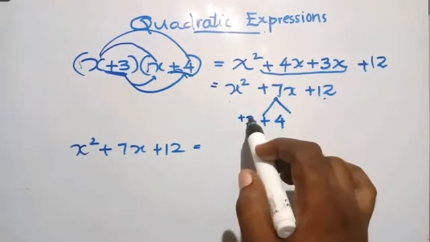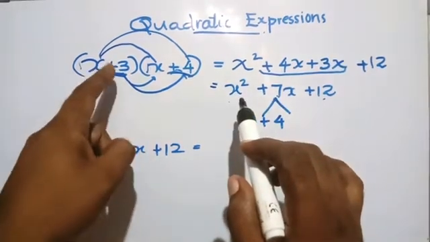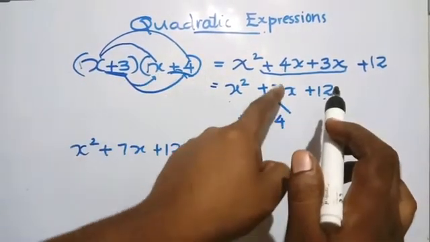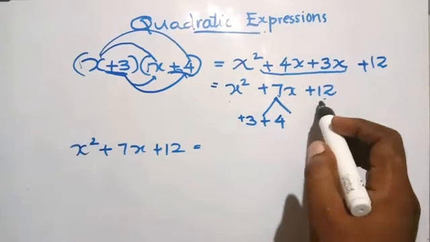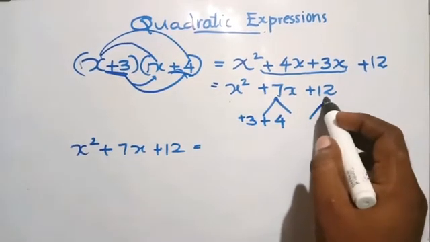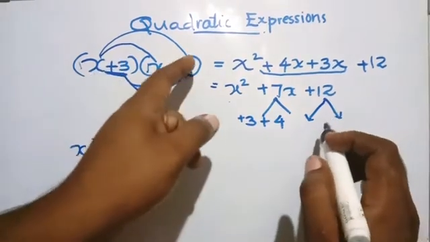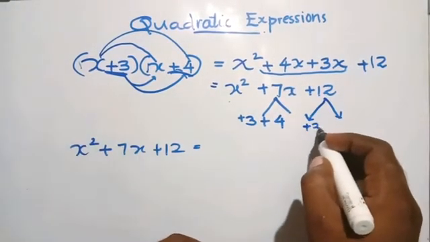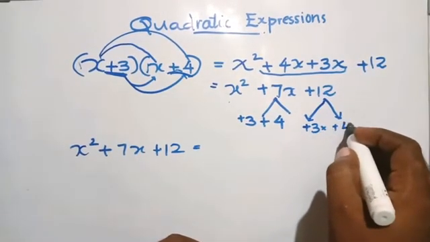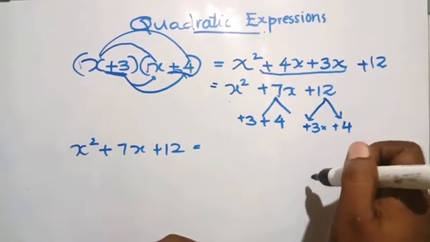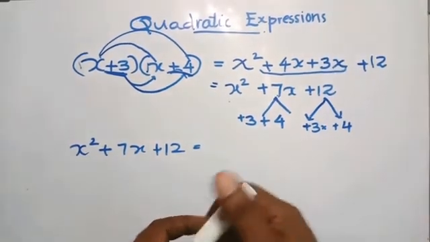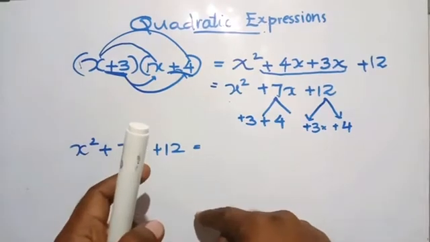So this is first term, middle term, last term. How do we get this middle term? 3 plus 4, that is 7. And you see how do you get this last term? If you multiply this 3 and 4, we get the last term. Yes, this is the concept we are going to use for the reverse process.